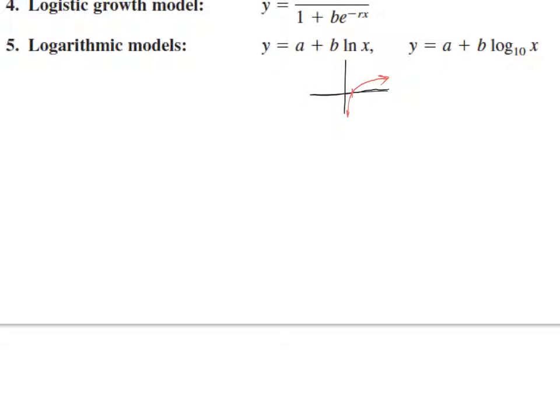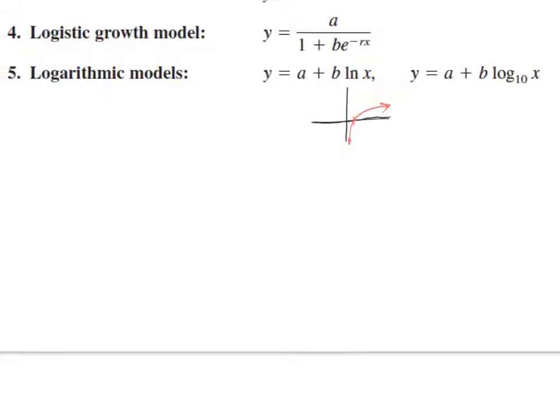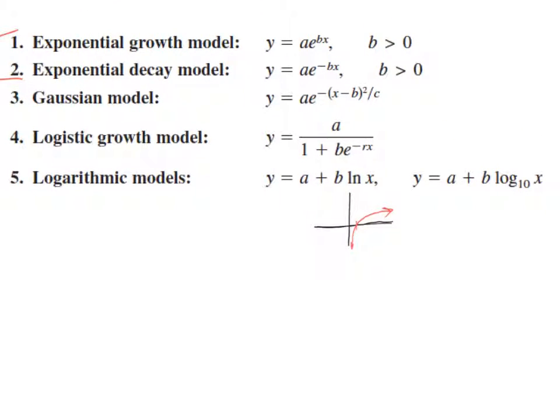Now, we also have the logistic growth model. By the way, logarithmic models are pretty easy to identify, because if you notice, they're the only ones that have logarithms in them. So these ones should be easy to identify, at least what the equation goes with the term. But make sure you know what the graph would look like as well.